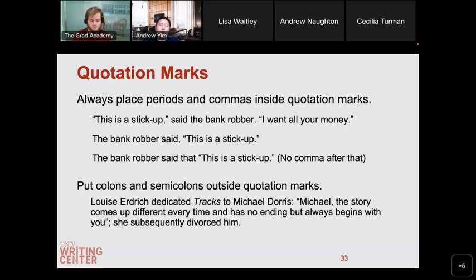On the other hand, when you use colons or semicolons, you can actually include those after the quotation mark. So in this case, you see Lewis Edridge dedicated tracks to Michael Doris, colon, then they have the quotation mark, and right after the quotation mark, they have the semicolon. Again, this is stylistic, but generally these are some rules you can keep in mind with quotation marks: periods and commas inside of it, colons and semicolons outside of it.